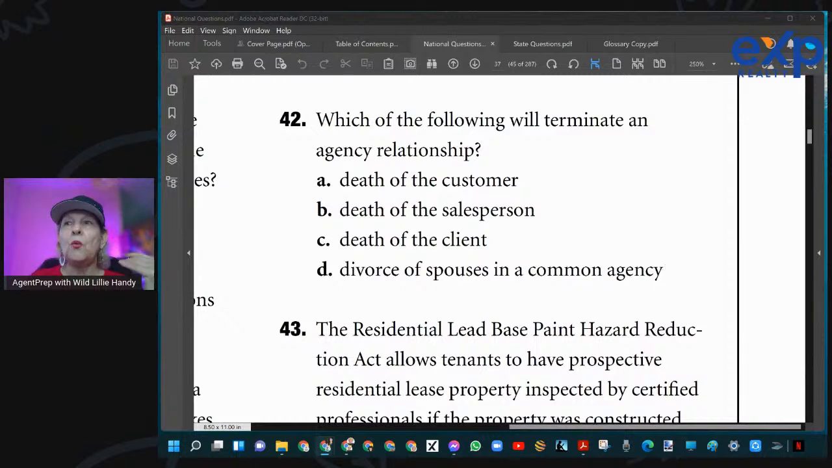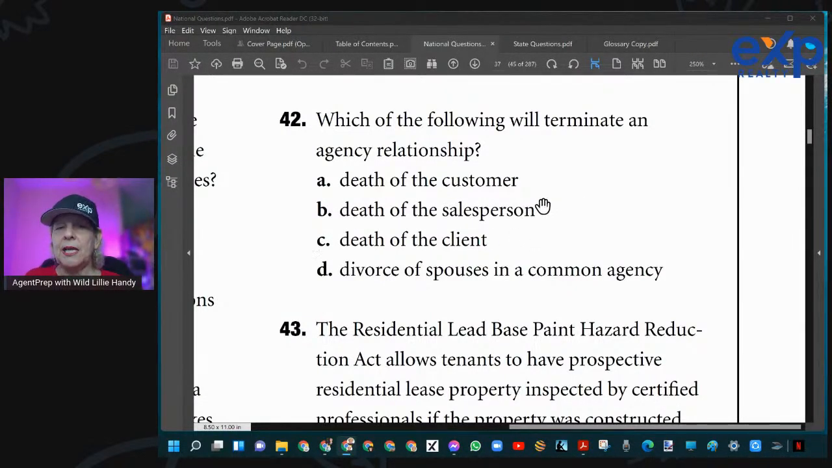Okay, when the client dies. That's how, in the choices that we have here, it's the death of a client. Because a customer, we don't have an agency relationship. They have not signed anything. When they're a customer, there is nothing in signing that we are representing them.